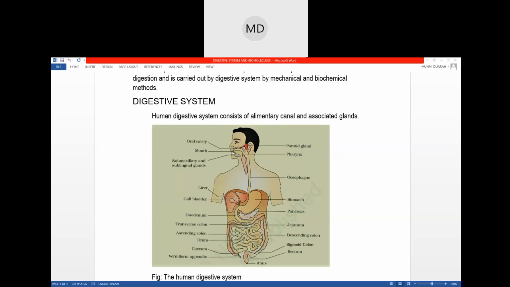The alimentary canal starts from the mouth and ends at the anus. It starts from the mouth, then goes to the esophagus. We will discuss each one in detail. The long tube is known as the esophagus. Then the stomach. Then the duodenum, this curved part. Then the jejunum, then the small intestine, then the large intestine, then the anus. So this tube from the start to the end is known as the alimentary canal. And then there are associated glands.